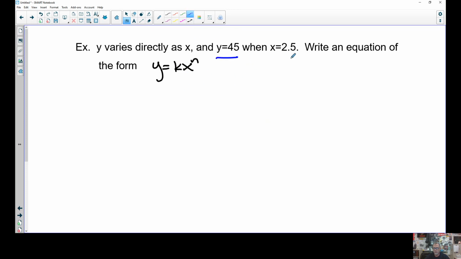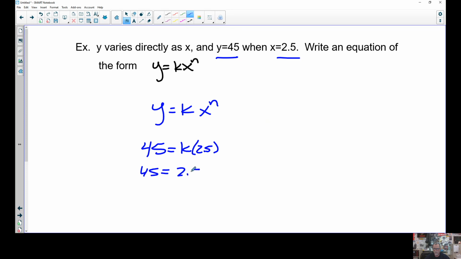So they've told us a couple things here. If we want the form y equals kx to the n, and they want us to write an equation of this form, they've given us x, and they've given us y. So they're saying 45 equals k times x. When it says varies directly as x and it doesn't give us a power, we have to assume x is to the first power. So x is 2.5. So in other words, we get 45 equals 2.5k.